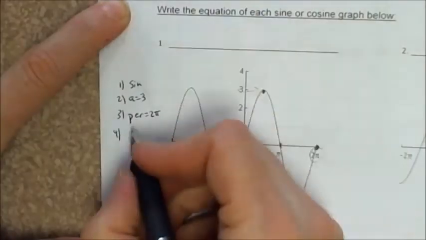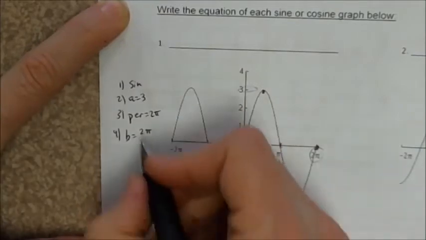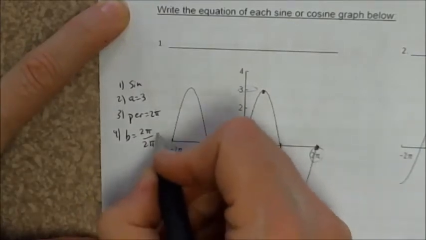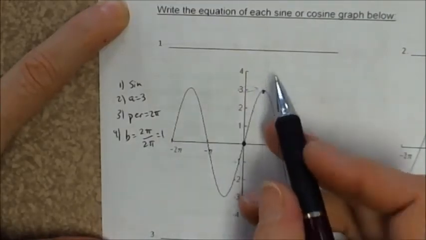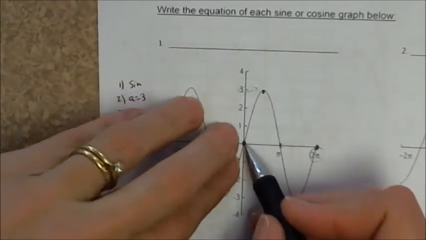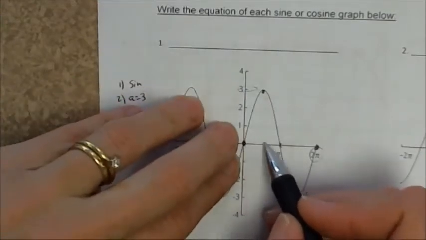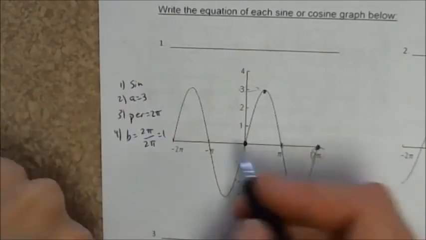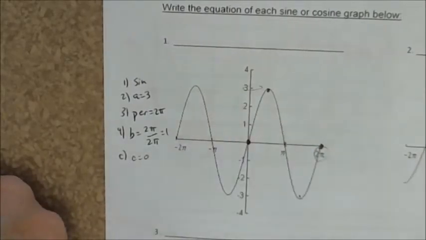Step 4 says let's calculate the b value. The b value is 2 pi divided by that period, which is 2 pi. So the b value actually equals 1. And then the last step is the phase shift. Well, if it's been shifted, then this really wouldn't start at the origin. It would start somewhere to the left or to the right of the origin. So we're not going to have any kind of phase shift. C is equal to 0.